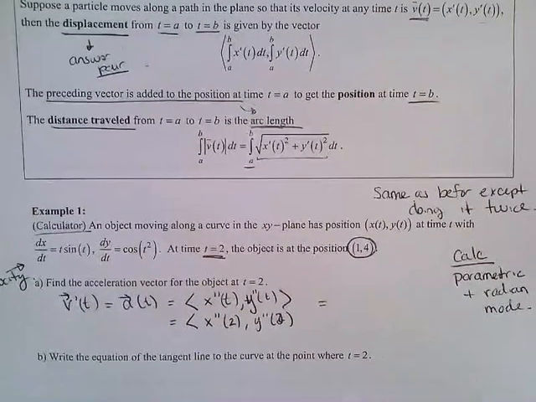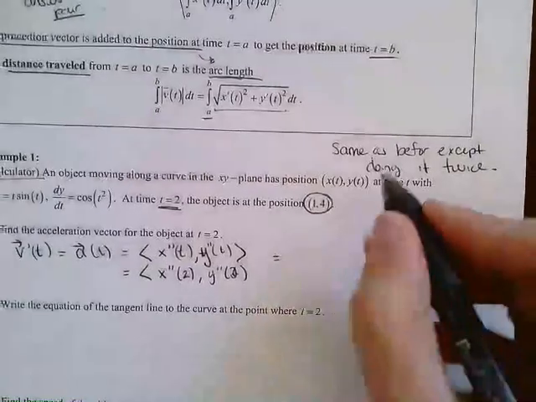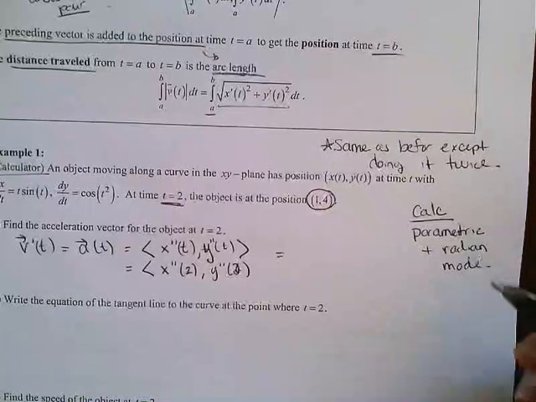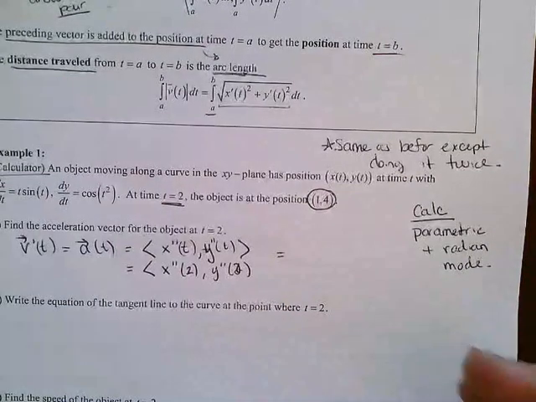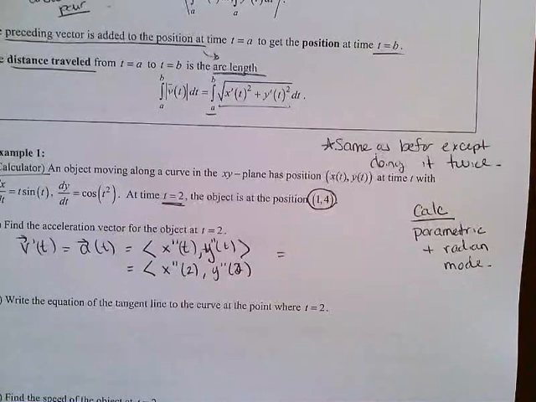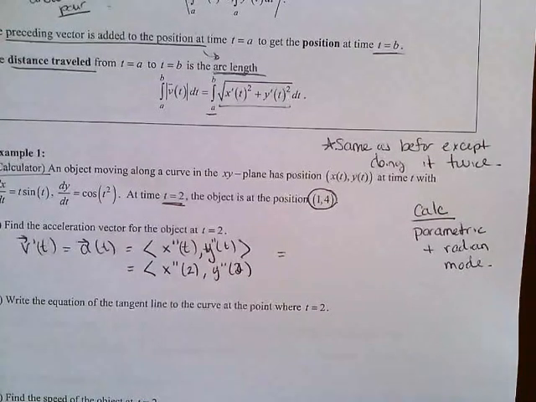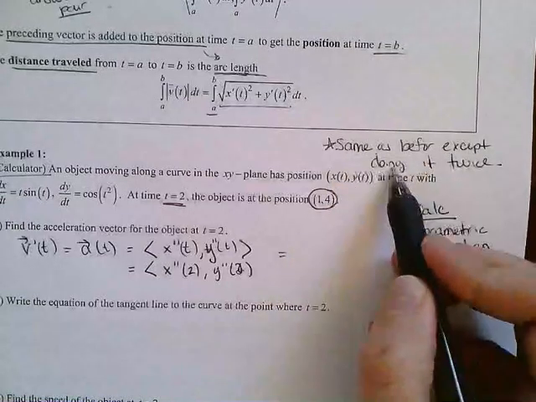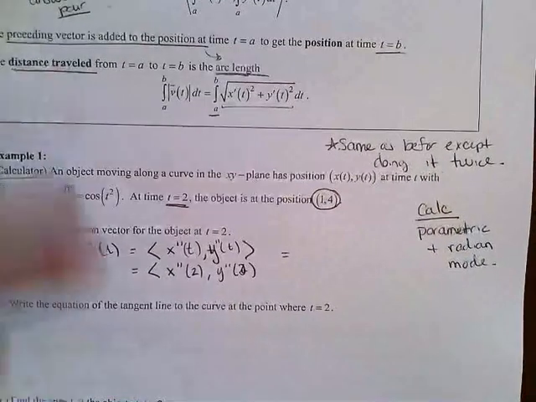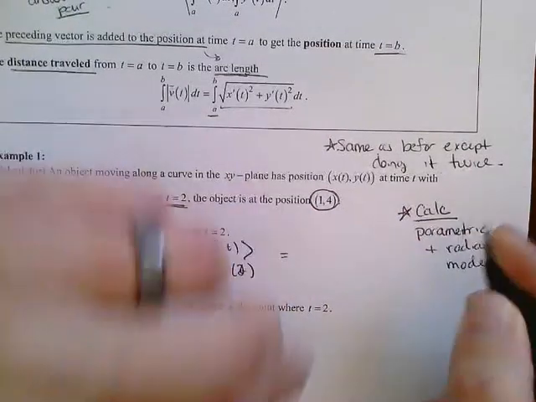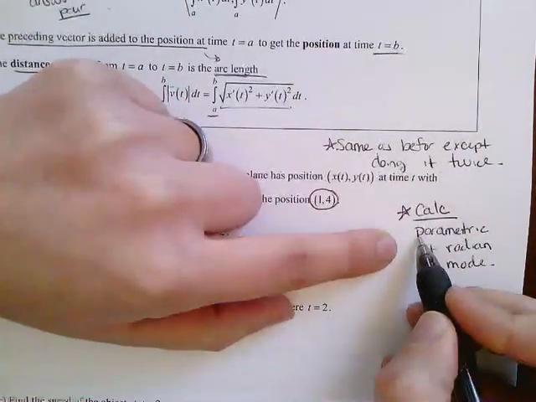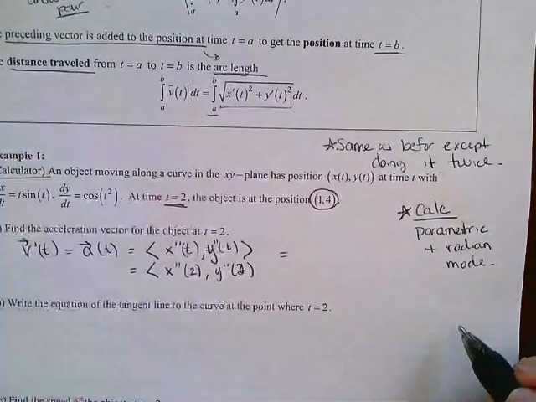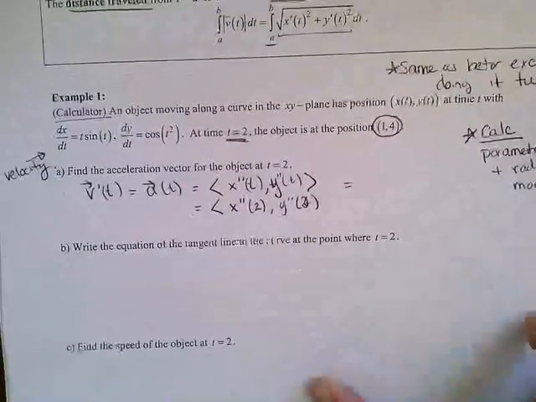So this first example, just FYI, before I forget, this is the same thing that we were doing before. When you're asked for acceleration, you're going to find the derivative of velocity. If you want the position, you're going to integrate velocity, right? So it's the same as before, except we're going to be doing it twice. So we're going to do a lot of this in the calculator, so make sure that your calculator, your graphing mode is in parametric, and you are in radian mode in order to solve parametric equations.